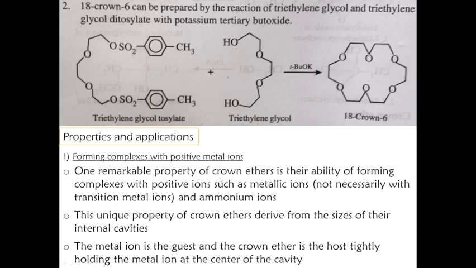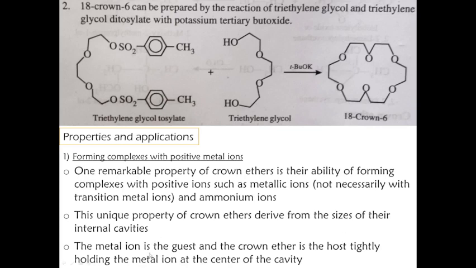One remarkable property of crown ethers is their ability to form complexes with positive ions, such as metallic ions, not necessarily transition metal ions, and ammonium ions. Depending on the size of the cavity, it can include a metal ion of comparable size. This unique property of crown ethers derives from the sizes of their internal cavities.